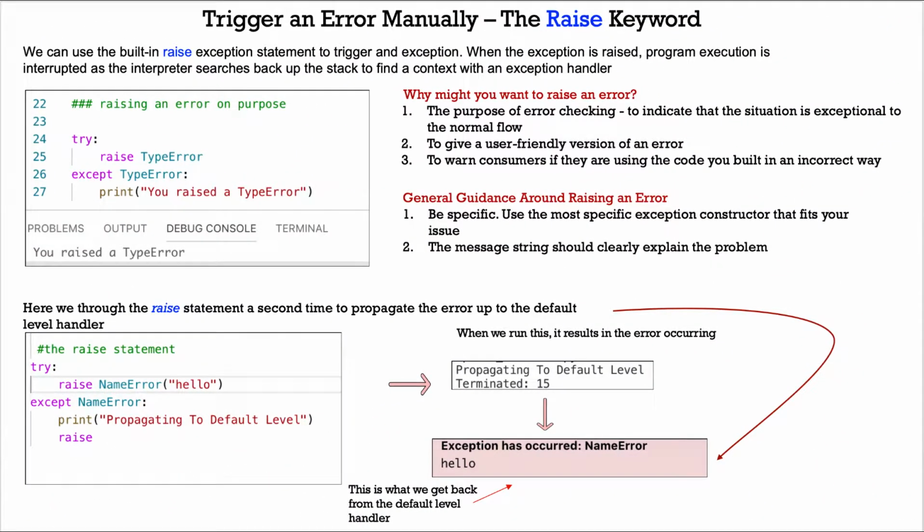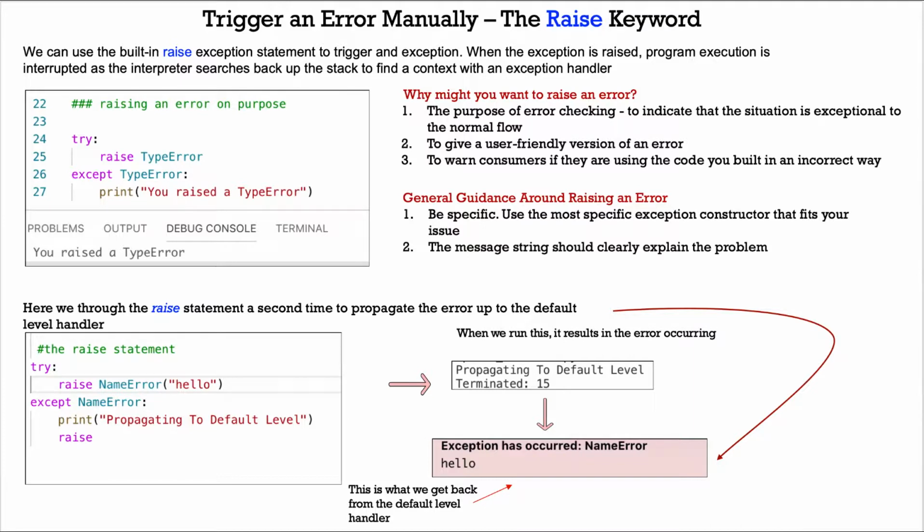And finally, we're always able to trigger an error manually. We can do this by using the raise keyword. The built-in raise exception statement will trigger an exception. When the exception is raised, program execution is interrupted as the interpreter searches back up the stack to find a context with an exception handler.